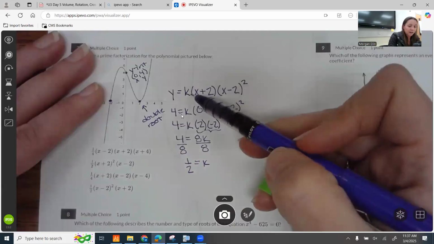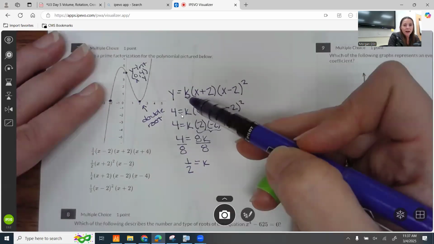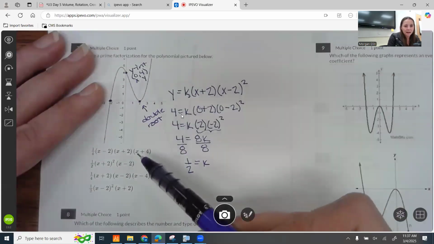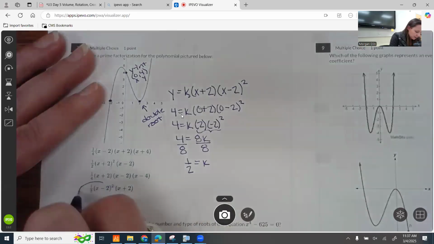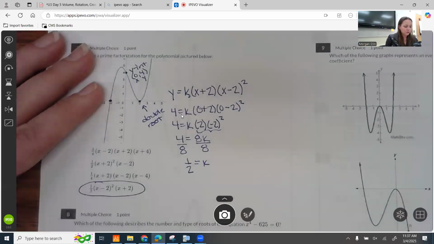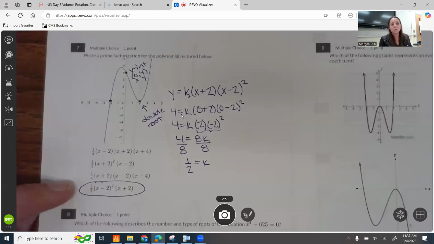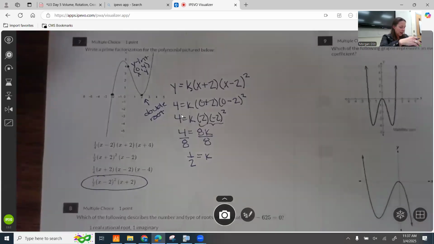So basically, I'm replacing k with 1/2. And so which one has that answer right there? It should be this one right here. Another thing you can do is just graph each one of these into Desmos and figure out what the answer is. All right, number 8.